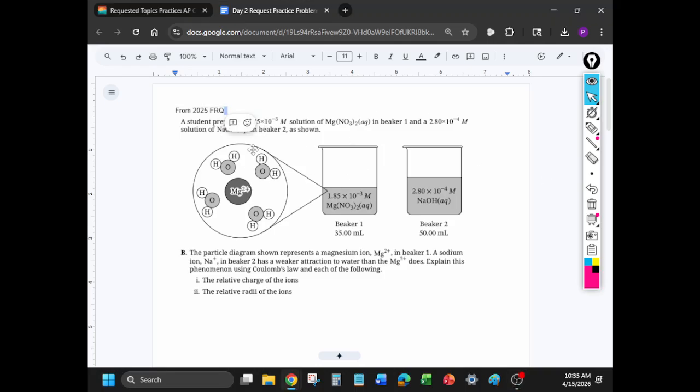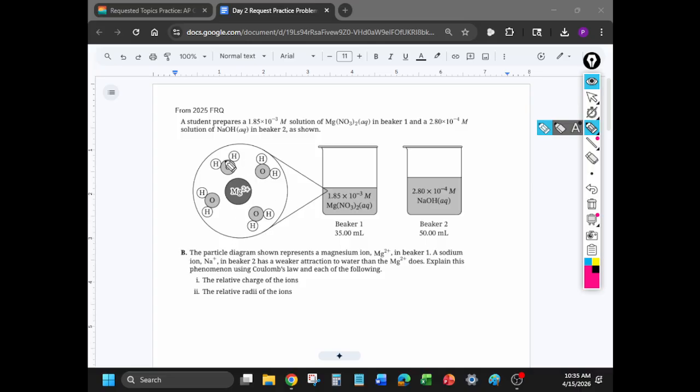All right, so you get this information about two different beakers, one that has magnesium nitrate, one that has sodium hydroxide. It gives you concentrations. That's for a different component of the question. But the intermolecular force part is this right here.